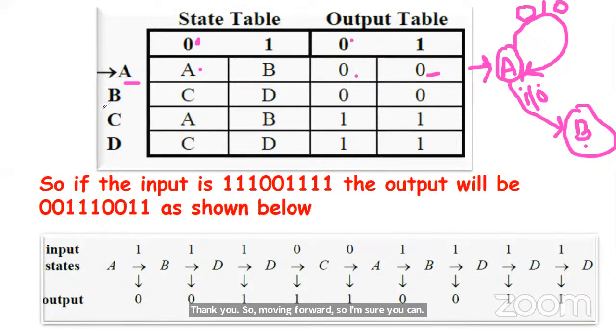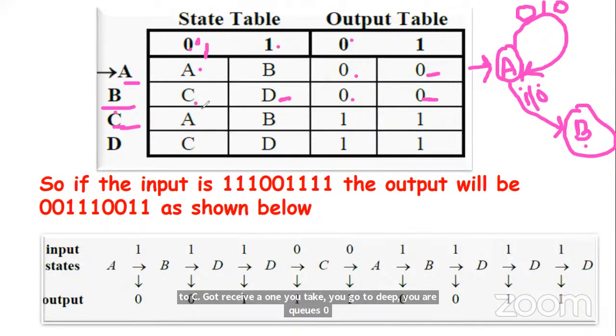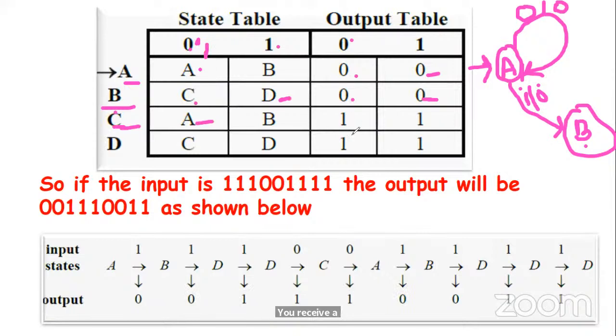So here it said, once you are at B, you receive a 0. You go to C, you output 0. You are at B, you receive a 1. You go to D, you output 0. Here, once you are at C, you receive a 0 input. You move to A, and you output 1. Still at C, you receive a 1. You move to B, you output 1. Now, in that case, if the input is this, then the output will be this as shown below.